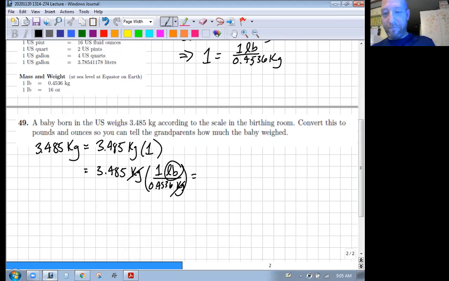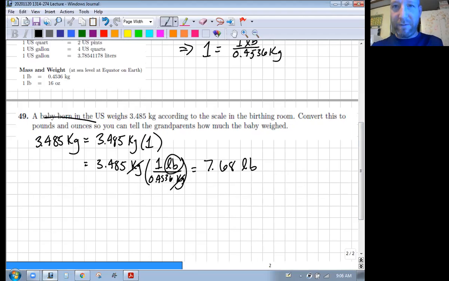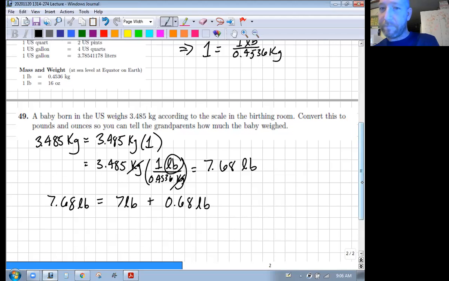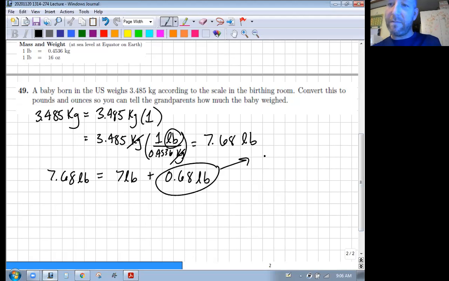Let's use our calculator here. So 3.485 divided by 0.4536 is 7.68 pounds. So we're not done yet because they want us to convert this to pounds and ounces. So what we do is we say, well, 7.68 pounds, that's 7 pounds plus 0.68 pounds, right? So we need to convert that to ounces.